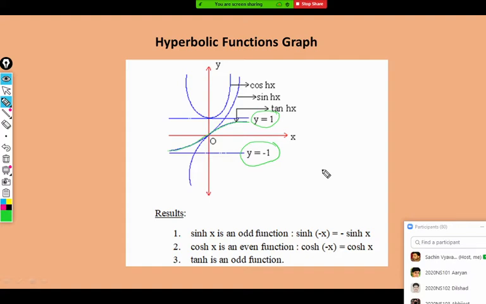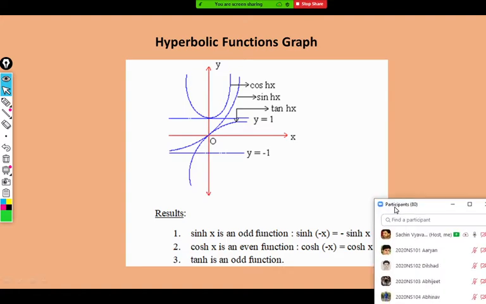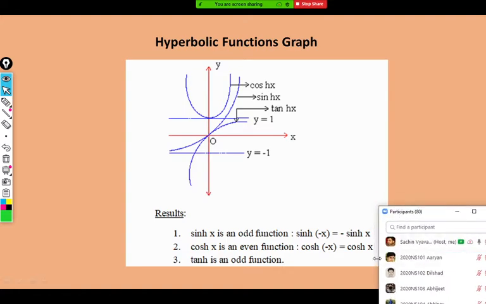Any doubt? Is there any doubt in the graph? You have to remember all these things. The graph is not required to remember anywhere, but a few things you should know, like the lower limit of cos hyperbolic is 1. It never goes below 1. Okay, so can we move to the next slide here? If you have doubt, yes, you can ask. Otherwise, I will move to the next slide.